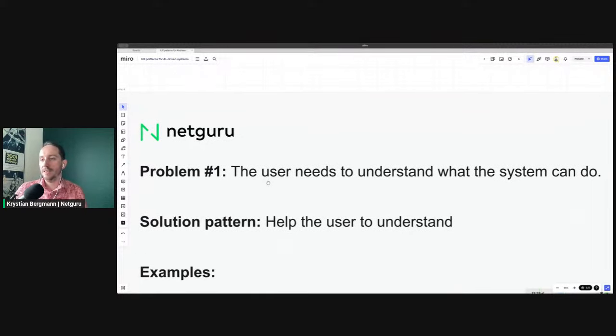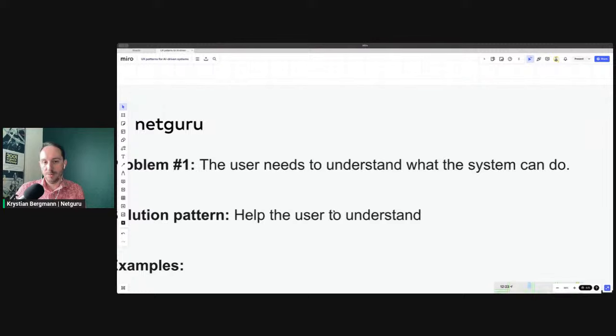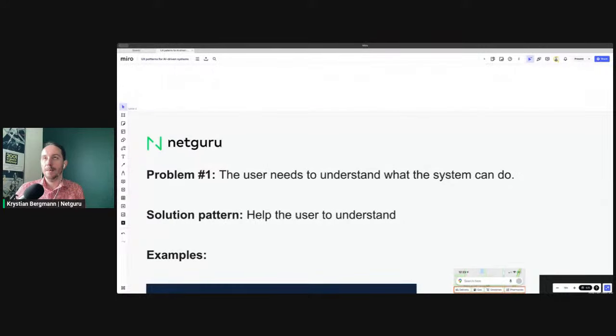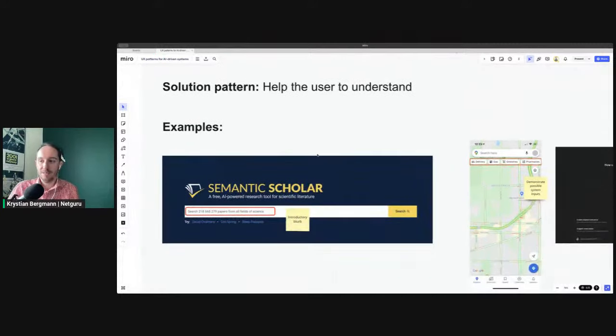So the first one is the user needs to understand what system can do, right? So how to basically help user to understand what the very specific system can do. Usually AI systems might be quite complex. And what are the patterns to help them understand? So these are kind of three most popular approaches.